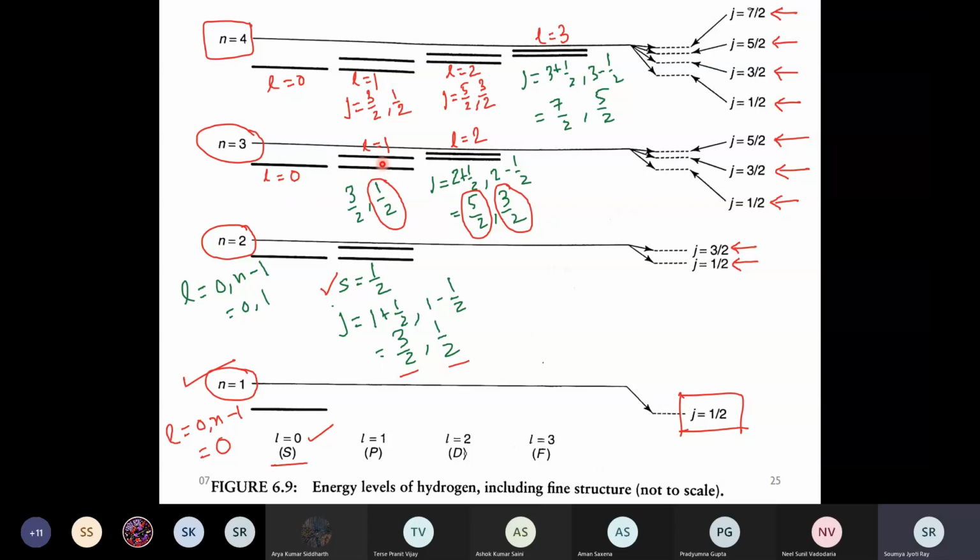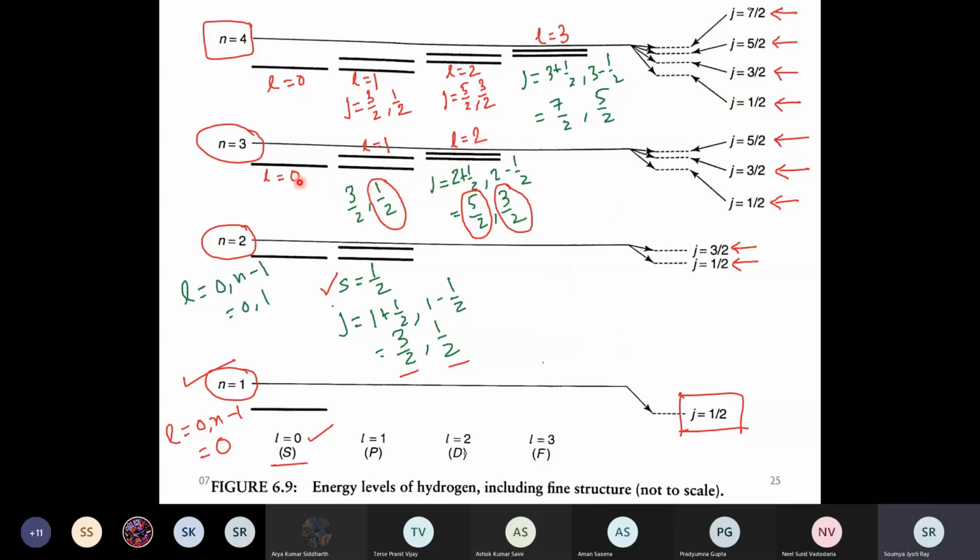And for L equal to 1, the values of J which are possible are 3 by 2 and half. Similarly, for L equal to 2, the values of J which are possible are 5 by 2 and 3 by 2. Now, one thing to notice here is that the value J equal to 3 by 2 is coming from two different cases. For L equal to 1 it is coming, and for L equal to 2 it is coming also.